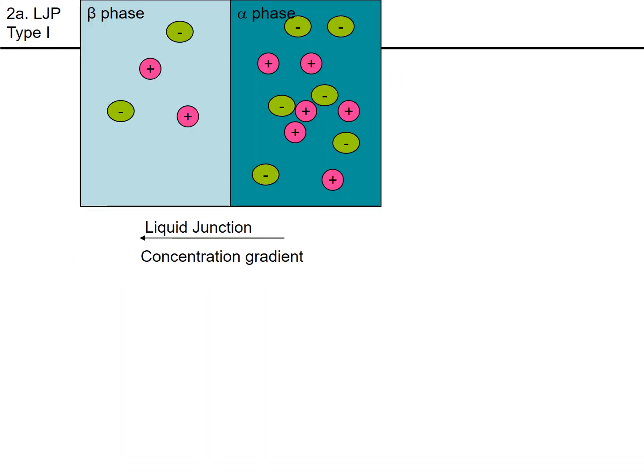Let me focus on type 1. Here, beta phase and alpha phase. Cation same, anion same. However, we have a higher concentration in the alpha phase. In the alpha phase, we have 1, 2, 3, 4, 5, 6: 6 plus and 6 minus are there. On the other hand, in the beta phase, you have 2 minus and 2 plus. So plus ions and negative ions are going from the right side to the left side due to the concentration gradient.